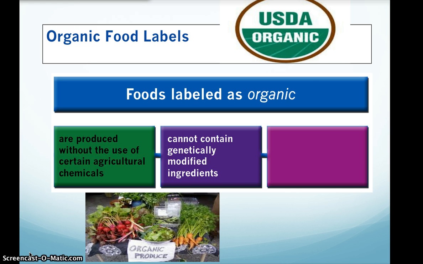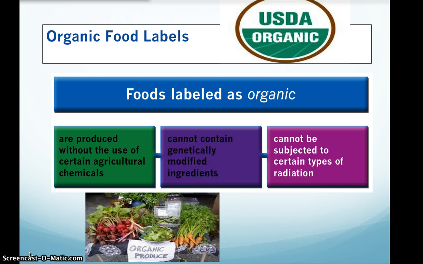The next one is it cannot contain genetically modified ingredients, and a lot of our foods right now are genetically modified, so it has to be 100% natural, and it cannot be subjected to certain types of radiation. And a lot of times companies might use radiation as a way to kill bacteria and things like that. So once again, must be produced without the use of chemicals, cannot contain genetically modified ingredients, and cannot be subjected to certain types of radiation.